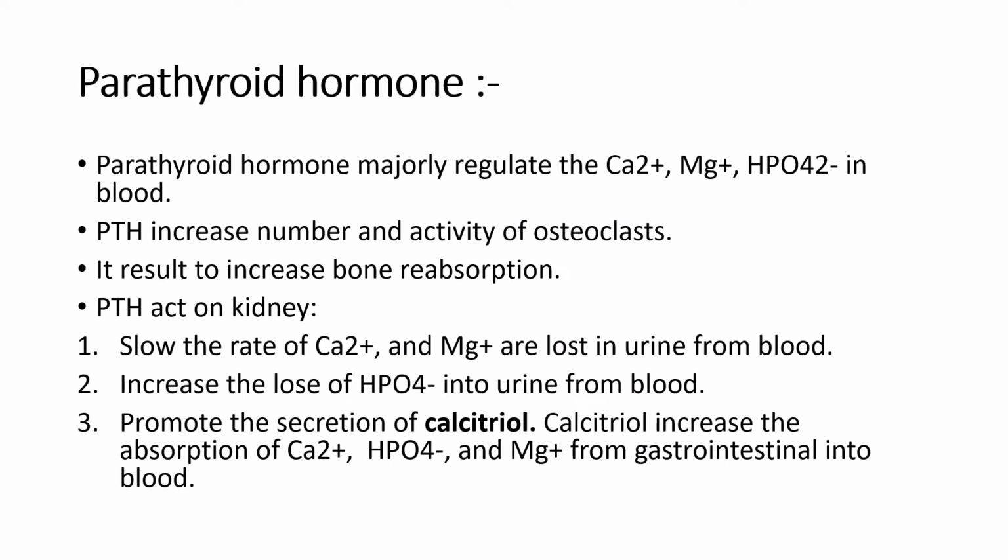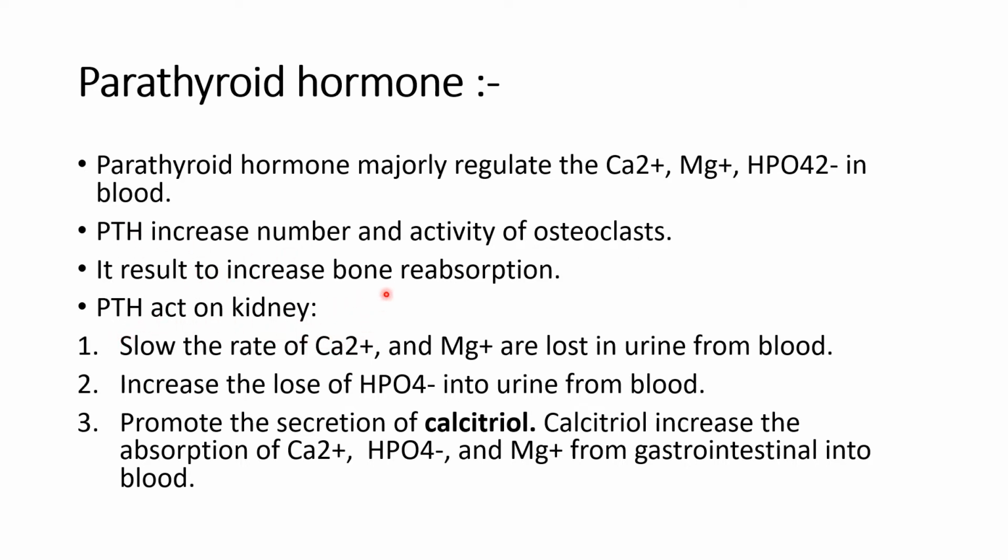Now we see the parathyroid hormones, what they are going to do and what their impact on the body is. The parathyroid hormone majorly regulates calcium ion, magnesium ion, and phosphate ion in the blood. Parathyroid hormone increases the activity of osteoclasts, the cells which increase the reabsorption of bone. So bone reabsorption is increased by the parathyroid hormone, and they also act on the kidney.